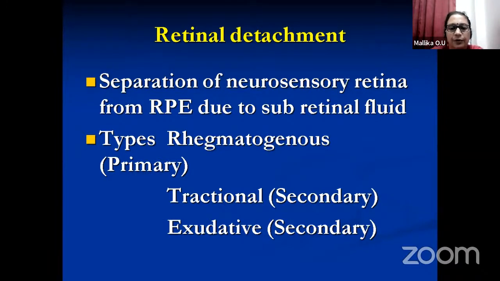Another type of secondary retinal detachment is exudative retinal detachment. Exudative means there is formation of fluid. Fluid accumulates between the neurosensory retina and the retinal pigment epithelium because of some reasons. I will explain that in a later stage. So rhegmatogenous retinal detachment is otherwise called a primary retinal detachment, which is the most common cause for a retinal detachment.